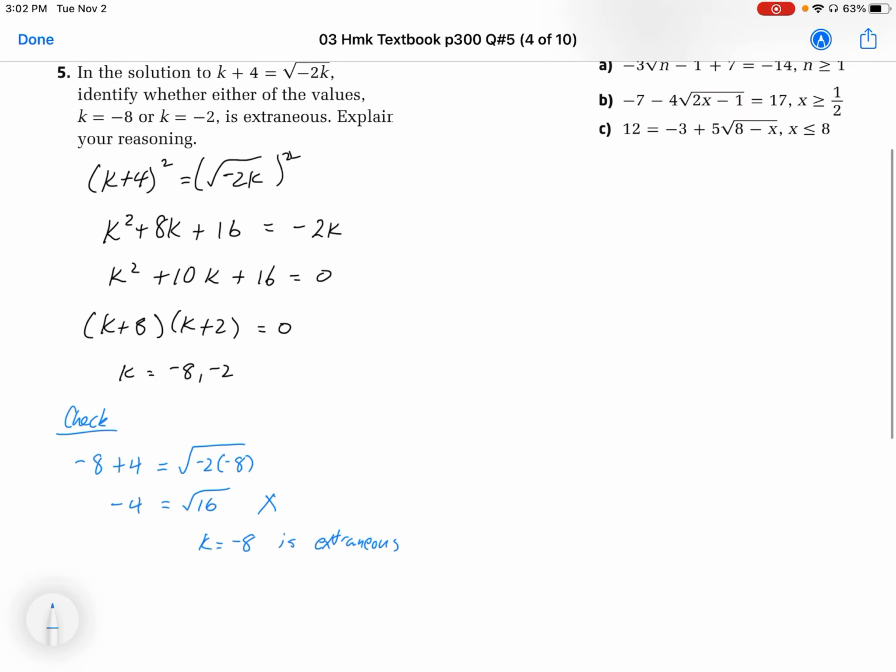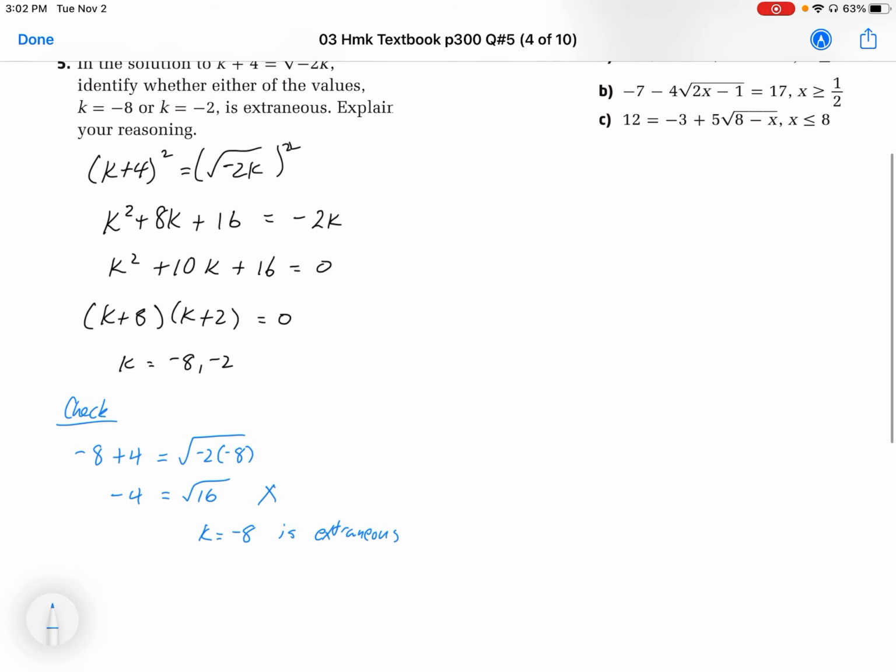Okay, and some of you might notice by inspection that the other one is likely going to be not extraneous. So we're going to check the other one. We're going to check k equals negative 2.